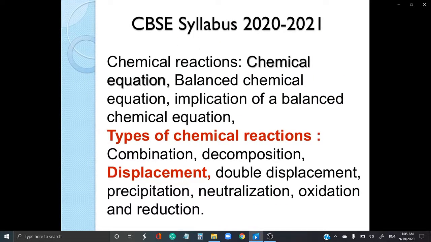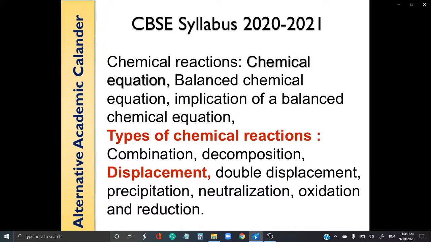CBSE syllabus 2020-2021. When we go forward in this session, we will continue with types of chemical reactions and we will discuss displacement reactions.